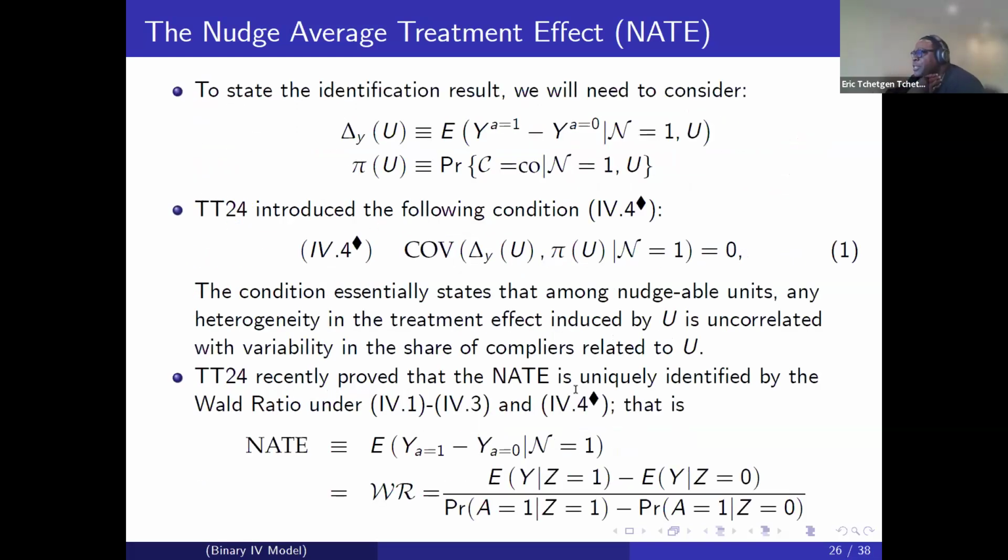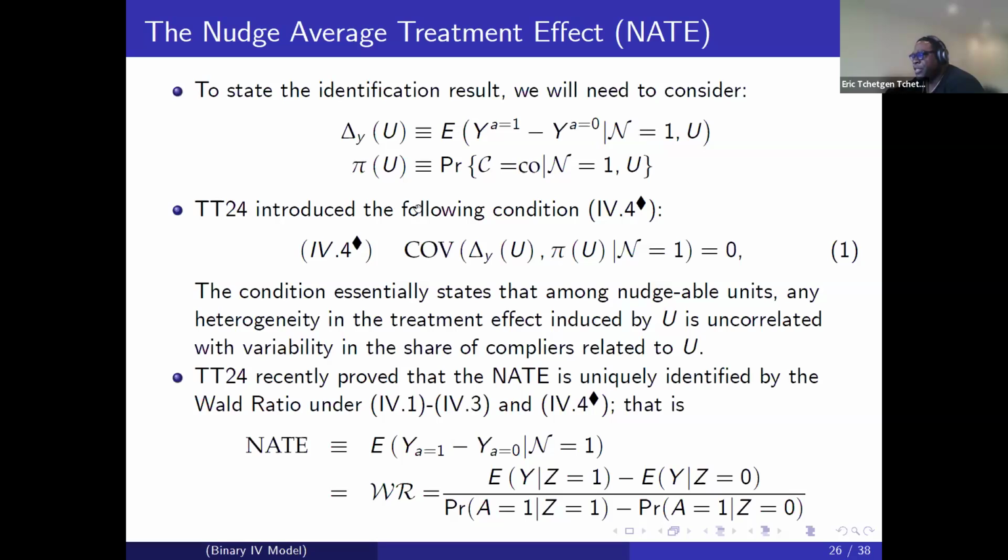To state the identification result, we'll again consider two kinds of source of heterogeneity, one being in the causal effect among the nudge-able. And so here, I'm writing the conditional average treatment effect given that you're nudge-able for that subpopulation and your unmeasured confounder U, we'll call that delta(U). And we'll also consider the probability of being a complier, so the compliance share, among the nudge-able, so individuals who would either be compliers or defiers, as a function of your unmeasured confounders. Okay.